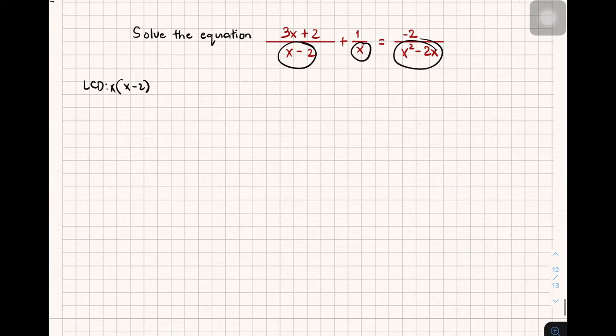Hindi tayo pwede mag-cross multiplication dito kasi tatagalan tayo. Gagawin natin, we will multiply the whole rational equation by the LCD na x times x minus 2. So, copy natin, we have 3x plus 2 over x minus 2, then plus 1 over x is equal to negative 2. Pero ang gagawin natin sa ating denominator is i-factor out na natin. That is x times x minus 2. So again, we will multiply the whole equation by the LCD.